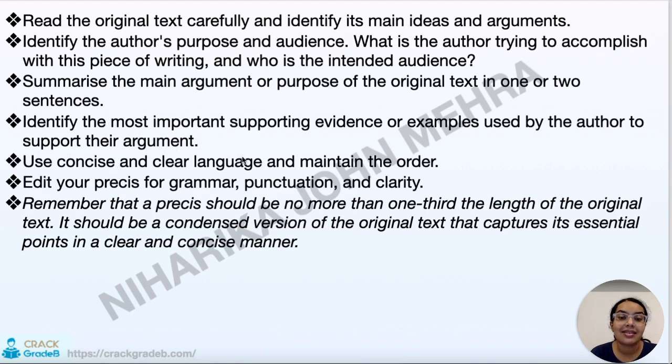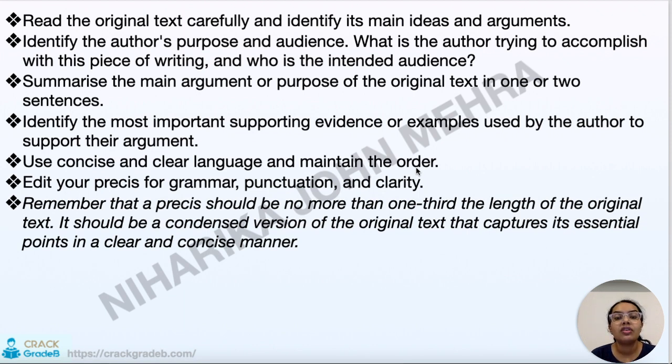Again, the language should be concise and clear, and you maintain the order, that is the flow. Make sure you don't add heavy words on your own just to sound smart. It's not going to help you in getting marks. Your language can be similar to what is given in the main article. Try not to copy paste the same lines. Your precis should not be one line exactly as given in the paragraph, then you skip 2-3 lines, then again one line exactly from the paragraph. This is not the right way to do it.